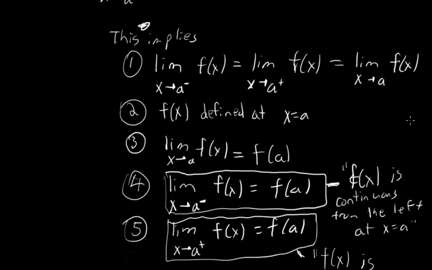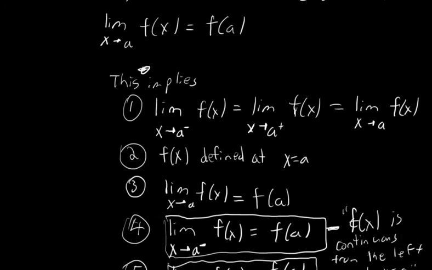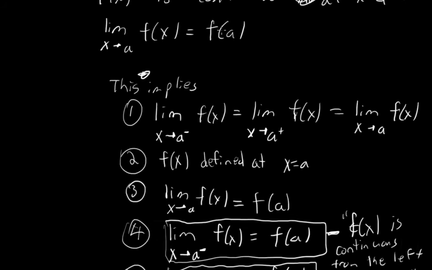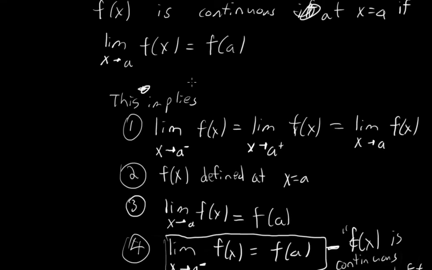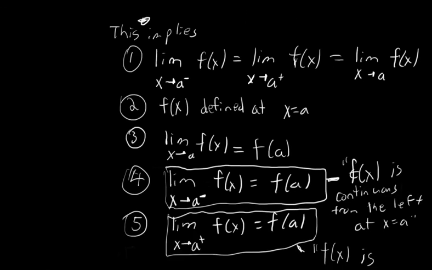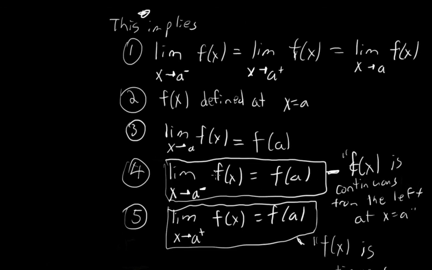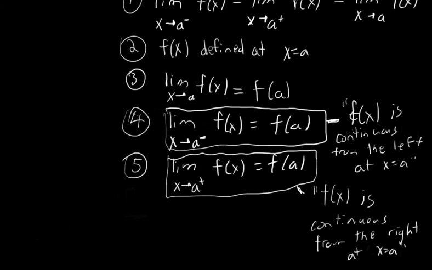Essentially, we've shown that if f of x is continuous at x equals a, and that statement is equivalent to this equality here, then we know that f of x is both left and right continuous at x equals a.